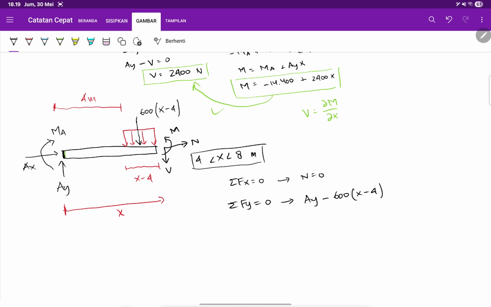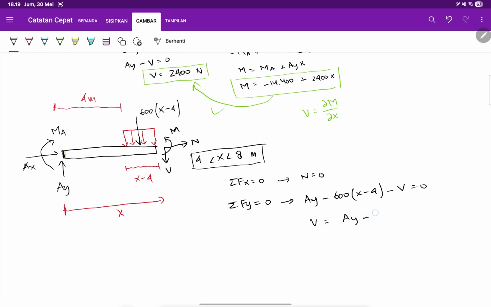Am I right? Yes, you're right. Am I right? I'm right. And then minus V equals 0. Yeah, because this V. Is there any load? No, only AY, 600, and then V. Okay.